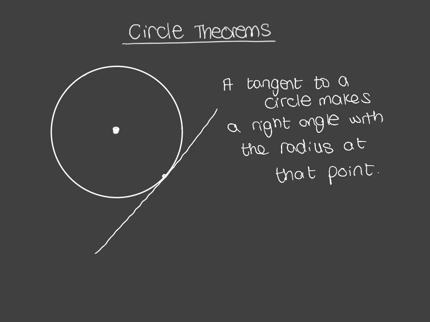This point where it just touches the circle, if I were to draw a radius to there, what we say for this one is that radius and that tangent, the angle between them is always going to be a 90-degree angle.